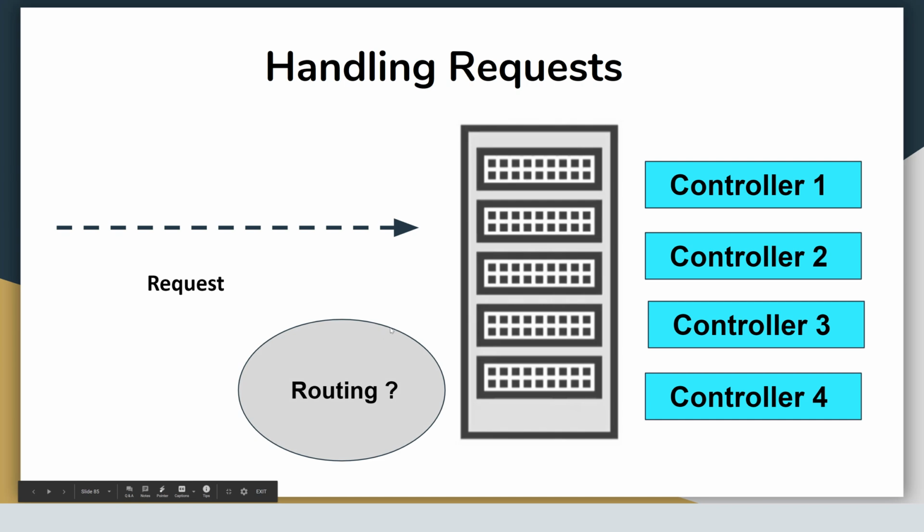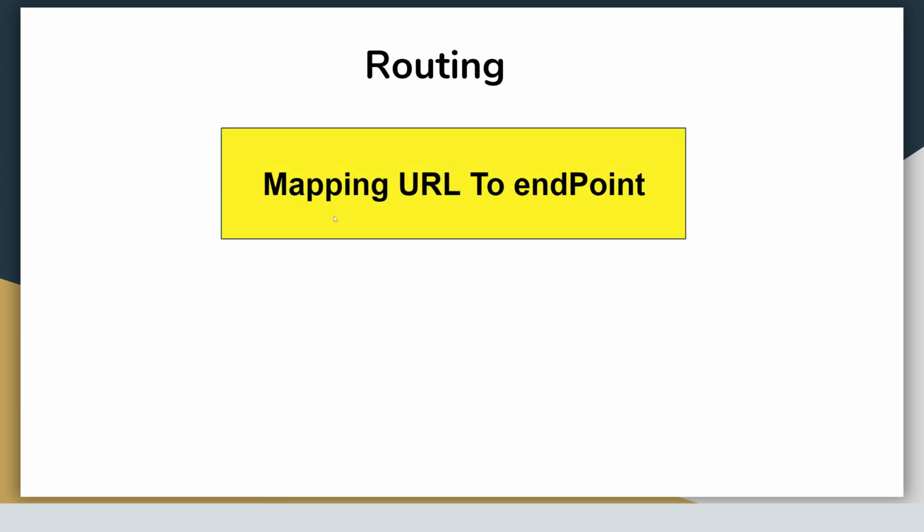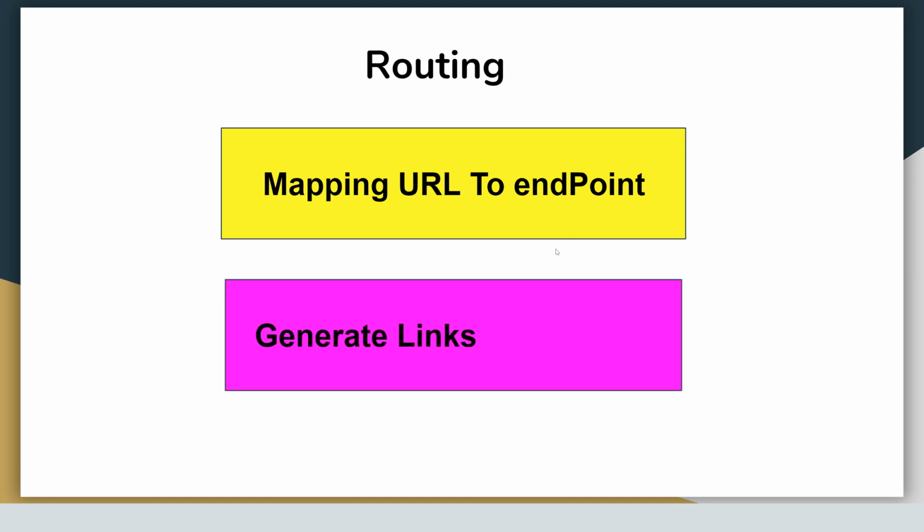So what is routing? It's mapping a URL to an endpoint. We receive the request, and MVC routing maps the URL and chooses which controller and which action. It also generates links, and you will see the different links later.